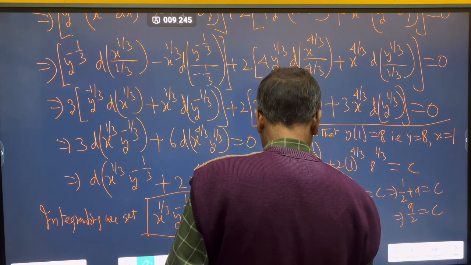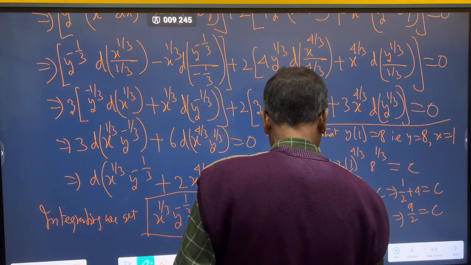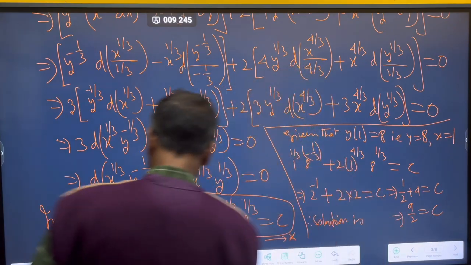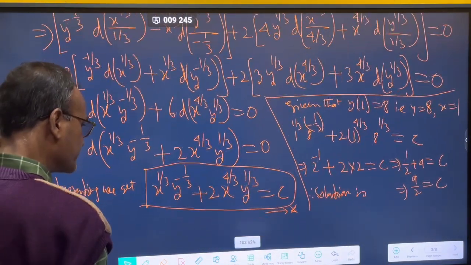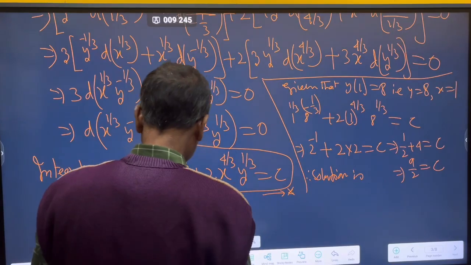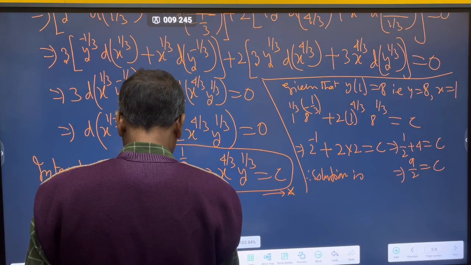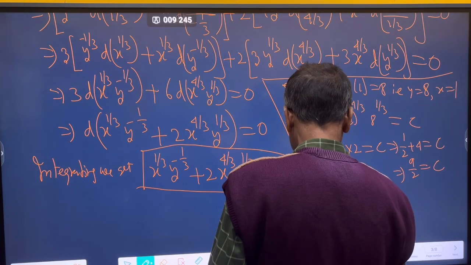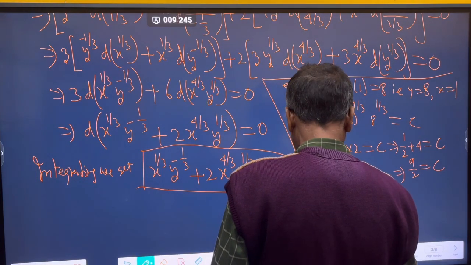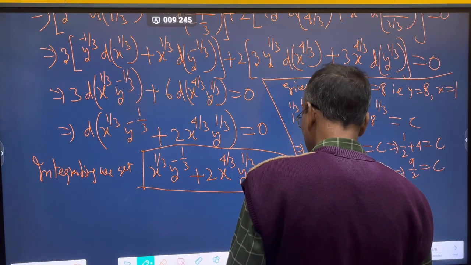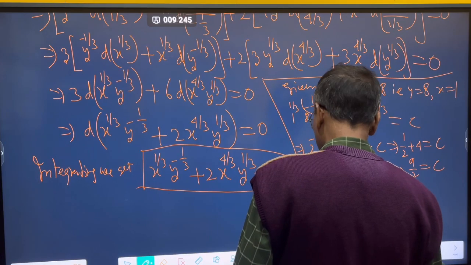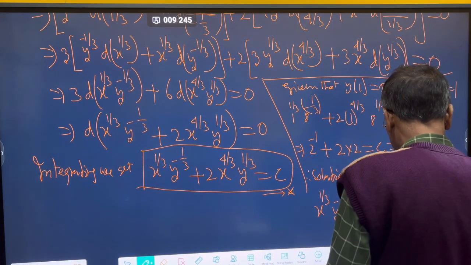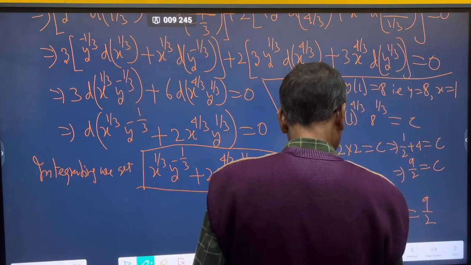Therefore the final solution is x to the power 1 by 3, y to the power minus 1 by 3, plus 2x to the power 4 by 3, y to the power 1 by 3. This is equal to 9 by 2.